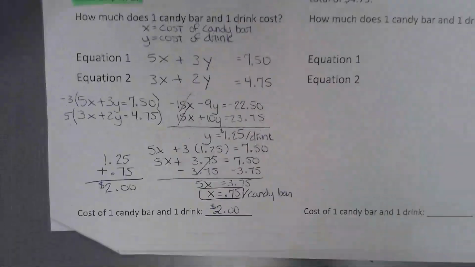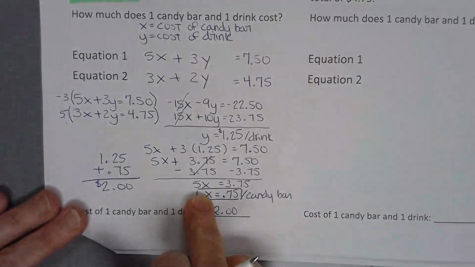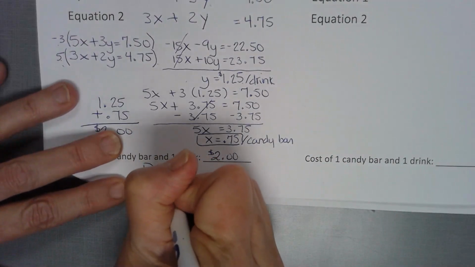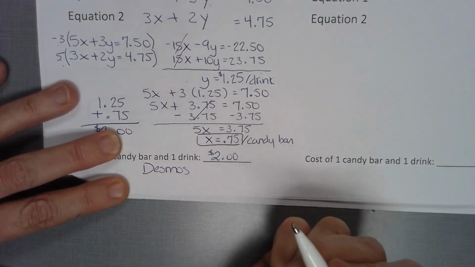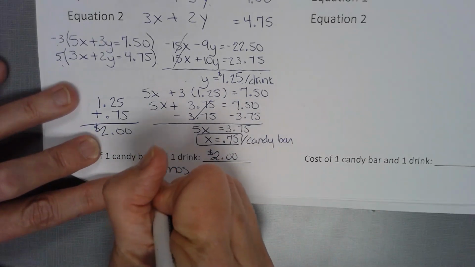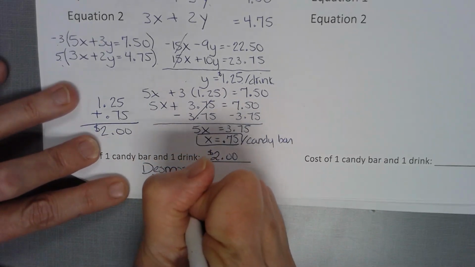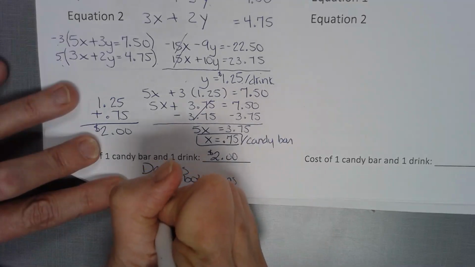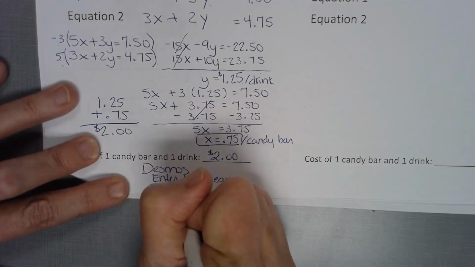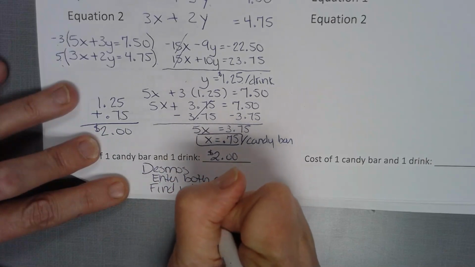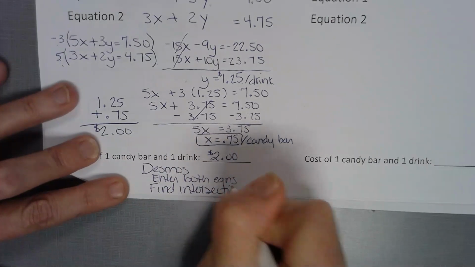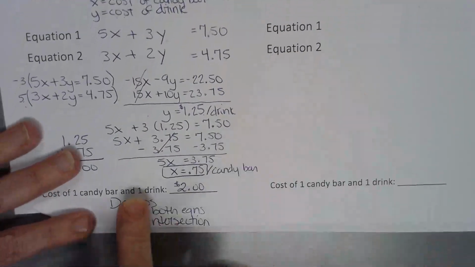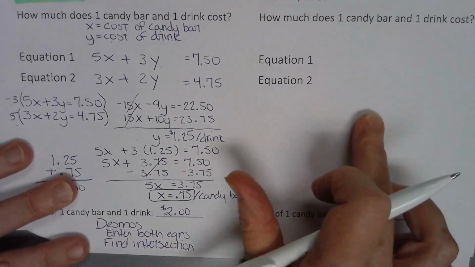Okay. Also keep in mind, you can double check yourself. How do you double check? You double check with Desmos. You put both equations in. And you find the intersection. Okay? So, over here, you need to show your work and pop this in Desmos, and you can double check your answer.